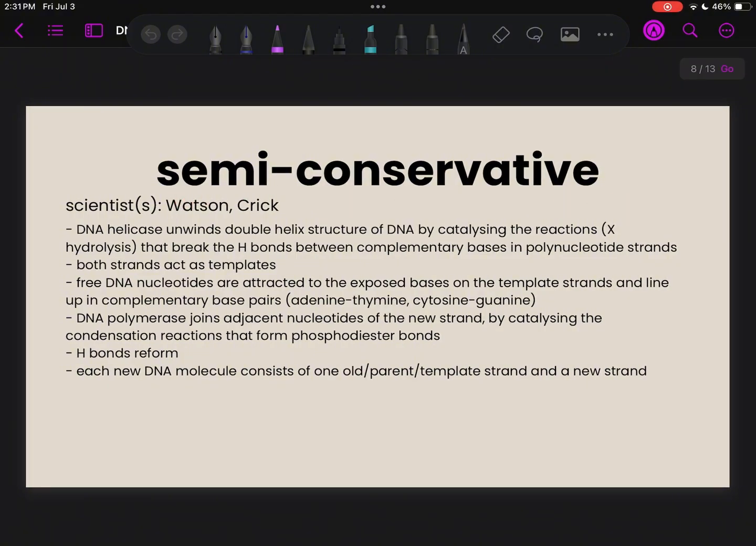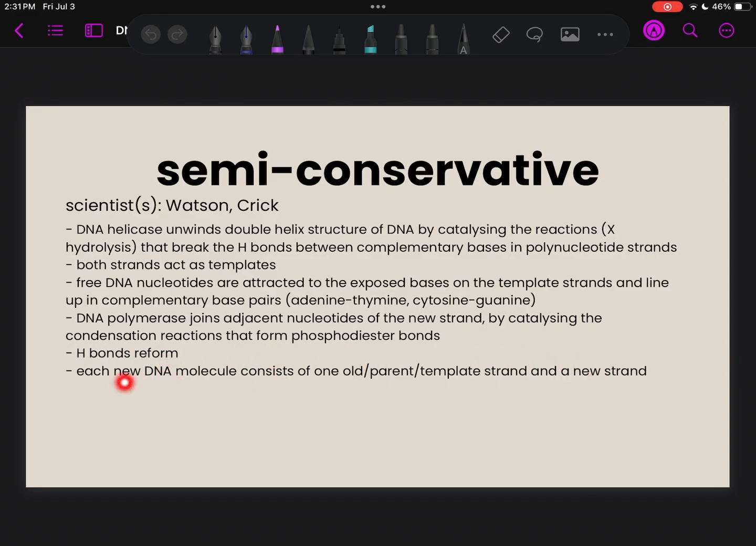It was founded by two scientists called Watson and Crick. To underline what the semi-conservative model is about: DNA helicase, which is an enzyme, unwinds the double helix structure of the DNA by catalyzing the reactions that break down the hydrogen bonds between complementary bases in polynucleotide strands. Both strands act as templates. Free DNA nucleotides are attracted to the exposed bases on the template strands and line up in complementary base pairs. DNA polymerase joins adjacent nucleotides of the new strands by catalyzing the condensation reactions that form phosphodiester bonds. Hydrogen bonds reform.